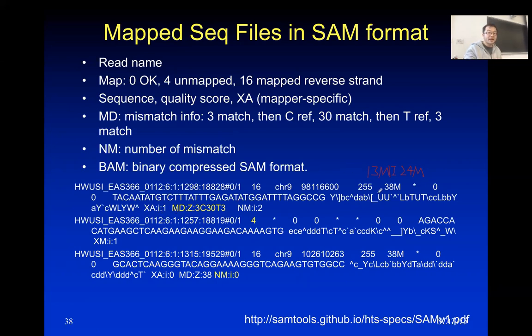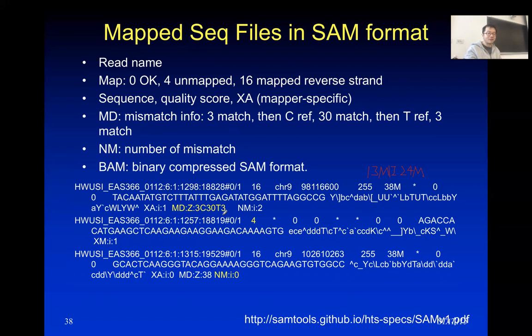And remember that the CIGAR string only tells you whether a base pair is a match or mismatch. It just means they are on the same coordinate. So the MD field in the column tells you what the difference is if there's a mismatch. For this one, it says there are 3 base pair matches, and then there's a mismatch of C to the reference genome. Then there are 30 base pair matches, and then there's a T mismatch, meaning the base in the read is T, but in the reference it is something else.